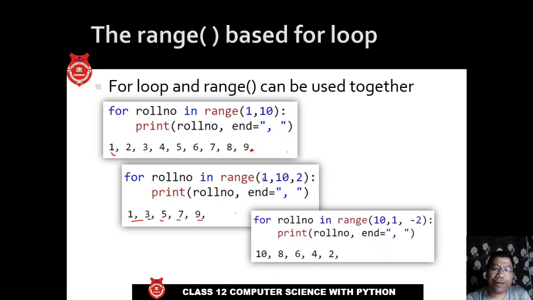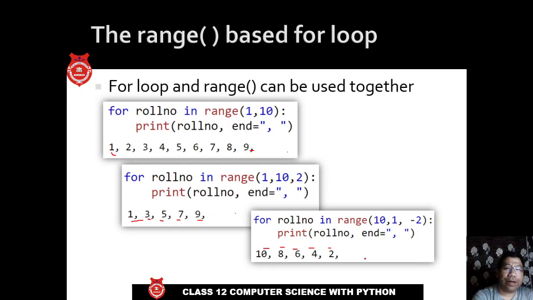And we also have for roll number in range 10 comma 1 comma minus 2, and this time we are going to decrease by 2. We start from 10, and next is 8, next is 6, next is 4, next is 2. We stop at 2 even though it is specified up to 1.